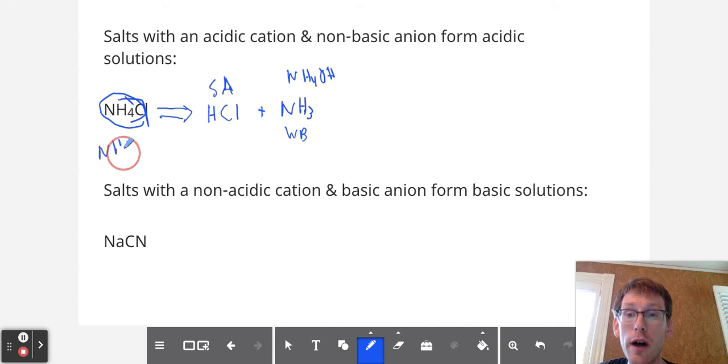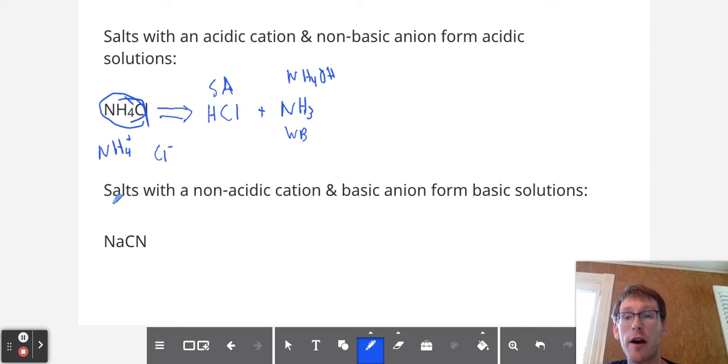And if you were to look up the Ka of NH4+, there is a Ka. Don't know it off the top of my head. If you were to look up the Kb for Cl-, that's going to be extremely, extremely small because chloride is the conjugate base of a strong acid.